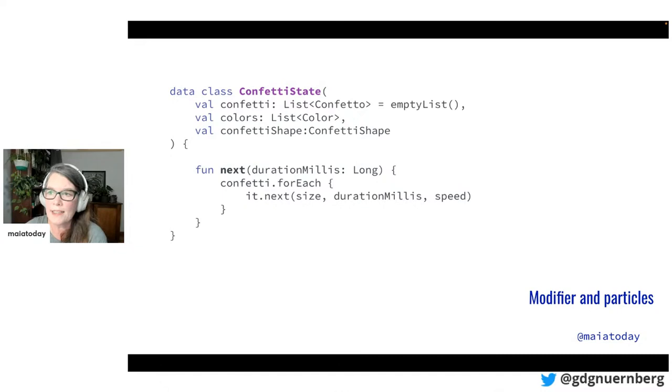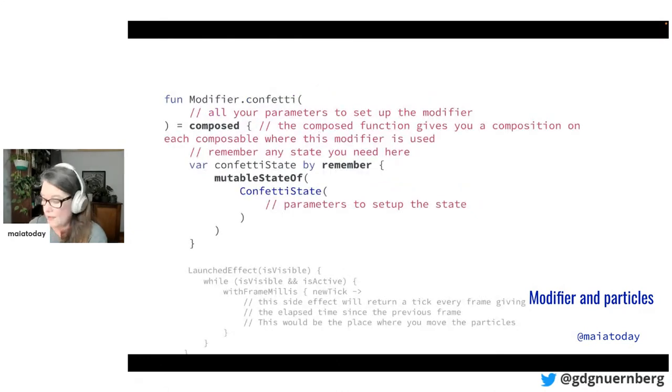Then I've got another data class that has a list of these confettis, and it's got some other parameters as well, not important, but the most important thing is this list of confettis. And if you say next on this, it can go through each of the confettis and update them, by calling the next method on them, and then they calculate where they are on the screen. So they can draw like that. And now this is the part that's interesting. I'm making an extension function on modifier called confetti.